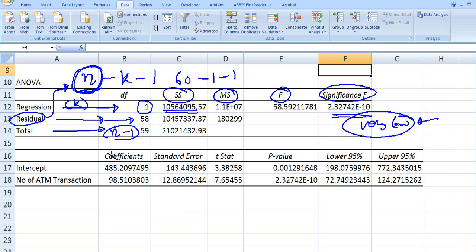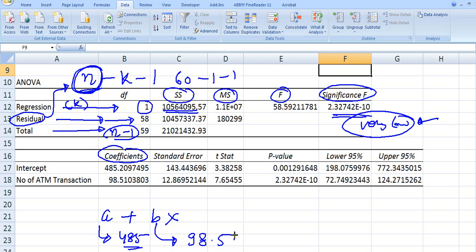Okay, now the next table provides you with the coefficients. Remember we said that the coefficients will be a and b. So we are saying that the intercept is a, which is 485, and the number of ATM transactions coefficient is 98.51. Right, so it says that the account balance is equal to 485 plus 98.51 into the number of transactions that are done. So this is what it means by the regression analysis.